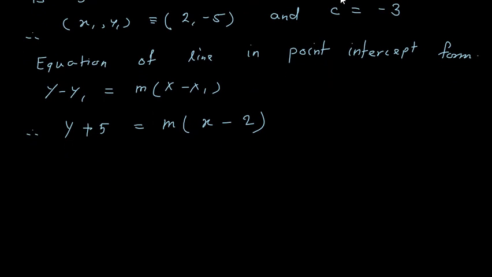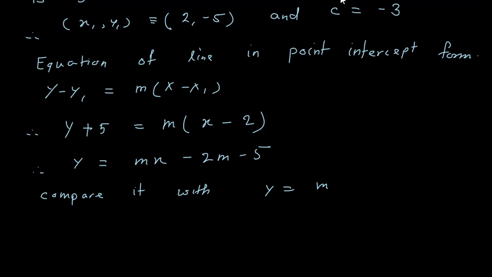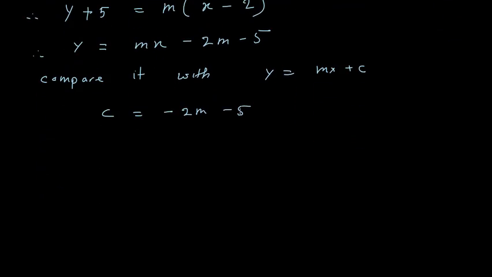So therefore we get y is equals to mx minus 2m minus 5. So if I compare it with y is equals to mx plus c, I will get the value of c as minus 2m minus 5, and the value of c we know it is minus 3. So therefore I will say that minus 3 equal to minus 2m minus 5.